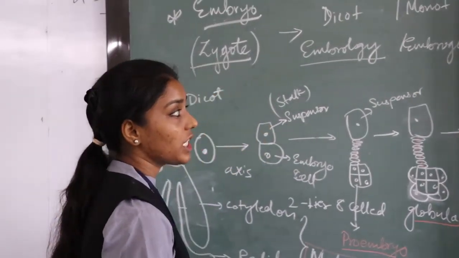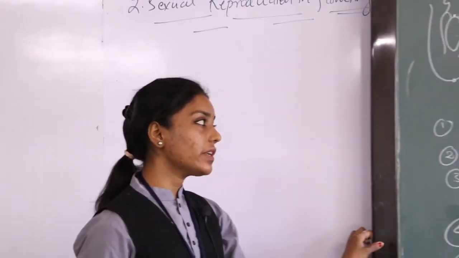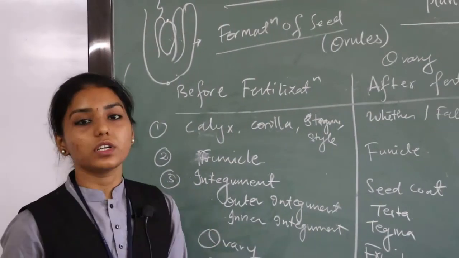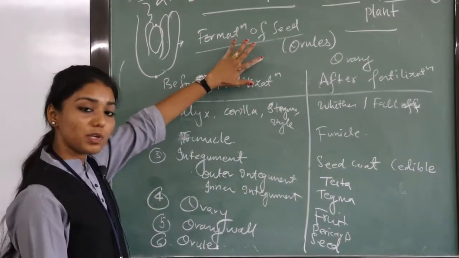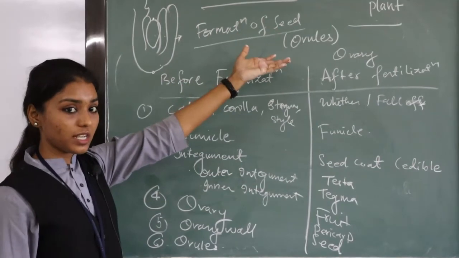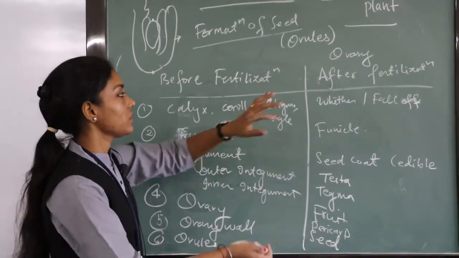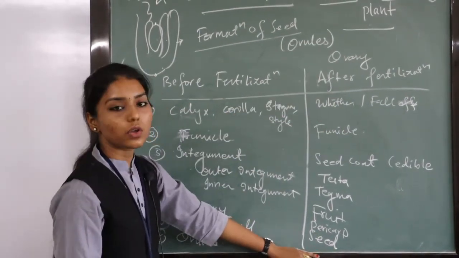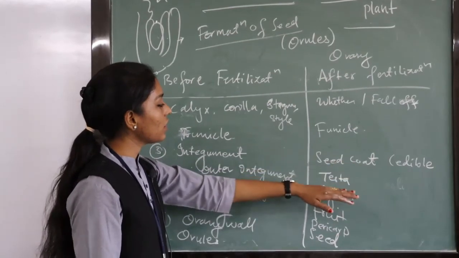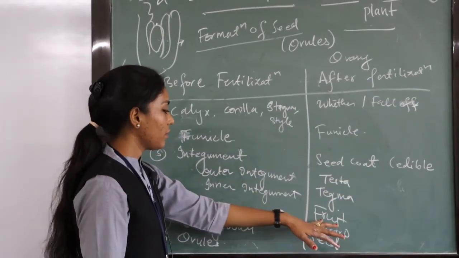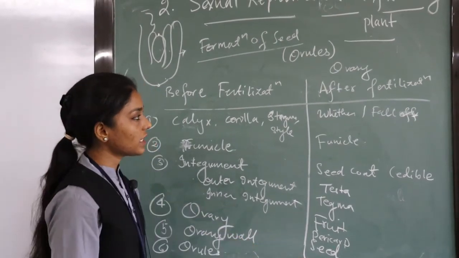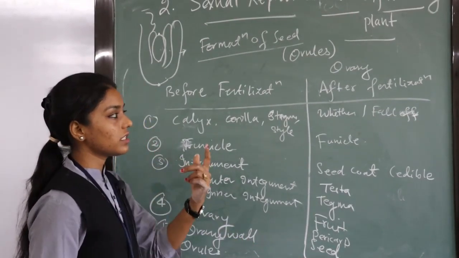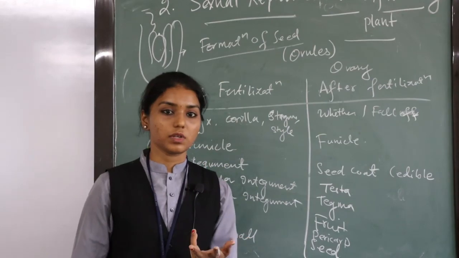Then we have seen the events which were occurring before fertilization and the events which were occurring after fertilization, okay. Here you can see what were the things present before fertilization, that is pre-fertilization events, and post-fertilization events were this, okay. Seed coat, testa, tegmen, fruit, pericarp and seed, okay. And for the next time we will see the structures and types of seed again, okay.